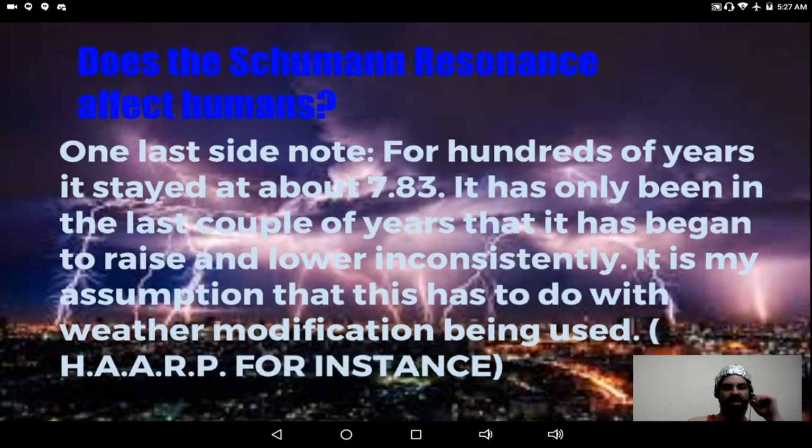So if the weather modification, say HARP, shooting heated energy into the ionosphere, is bouncing back down, it would most likely have that effect on the Schumann resonance. Also, increasing the amount of thunderstorms across the planet is going to have the same effect on the Schumann resonance, which I believe weather modification could very well be a highly likely source for.